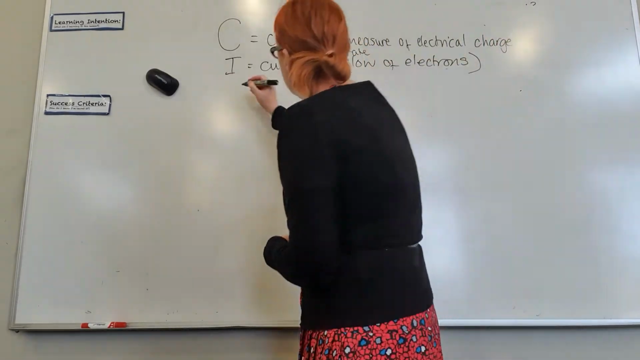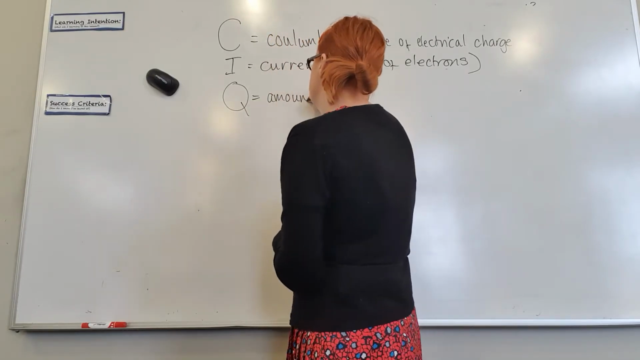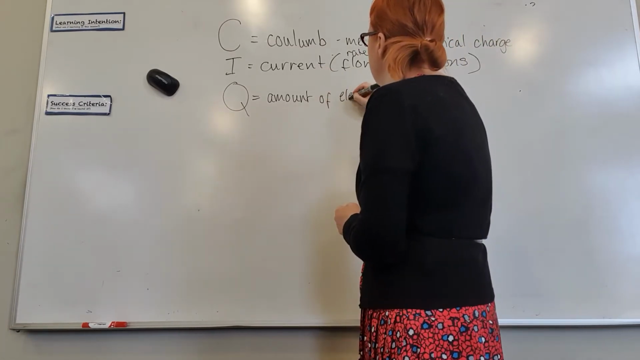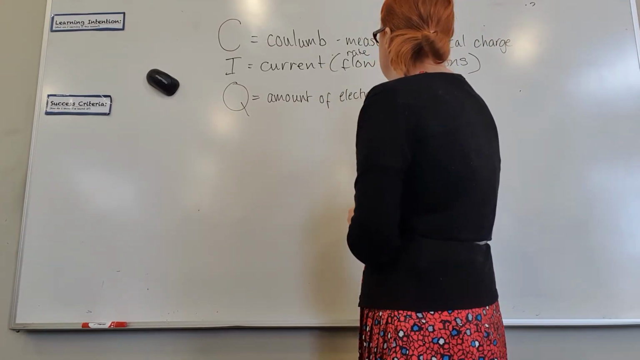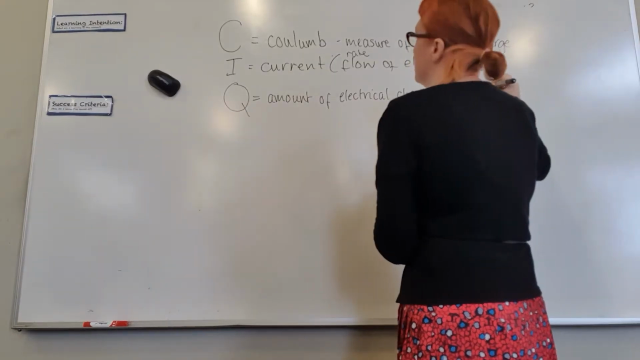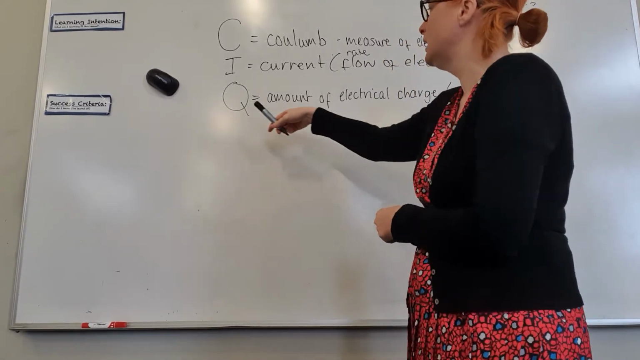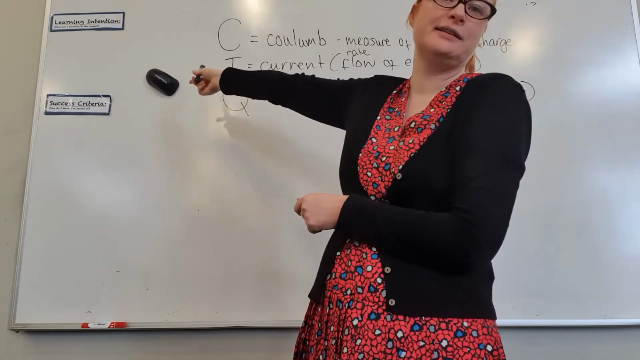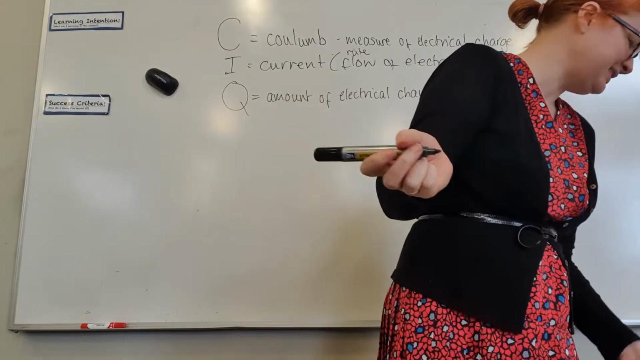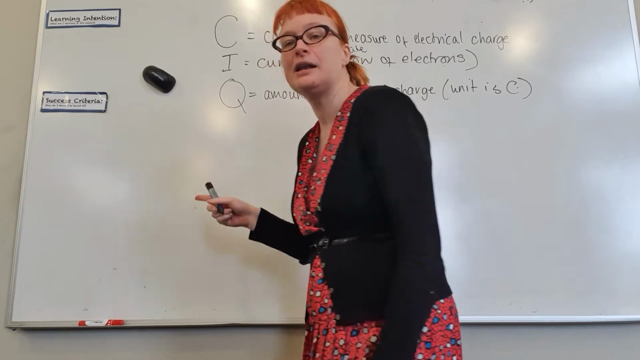Then we have Q, which is our amount of electrical charge, and our unit C. So we're going to be working out Q, and then your unit's going to be this C, coulombs. So electrical charge is Q.